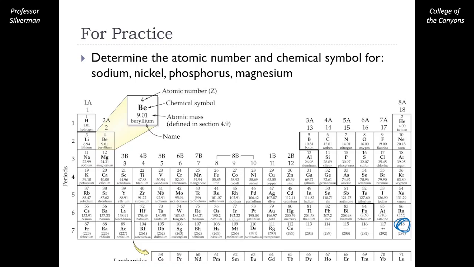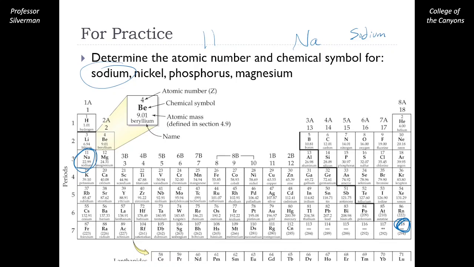If we want to do one of these examples, if we're looking for something like sodium, sodium is number 11 on the periodic table. And so we have our atomic number 11 and the chemical symbol Na as our answers for sodium.